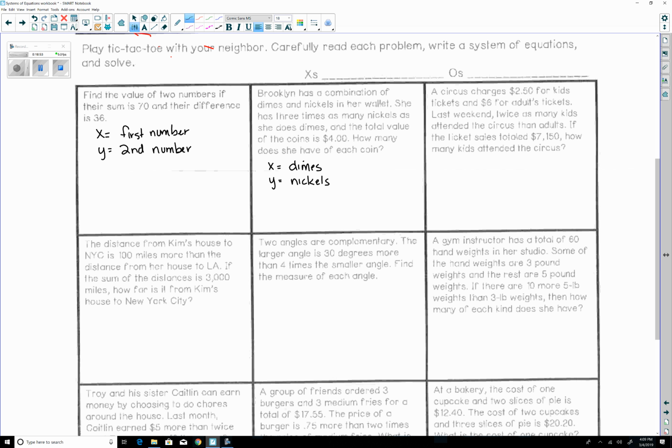I am going to end the video here. Just to recap really quickly, when you're using a system of equations to solve a real-world problem, the first step is to identify or define your variables. You're going to just say what your x is representing, say what your y is representing. The next thing you're going to do is set up your system, solve it, and then make sure that you are answering the question.